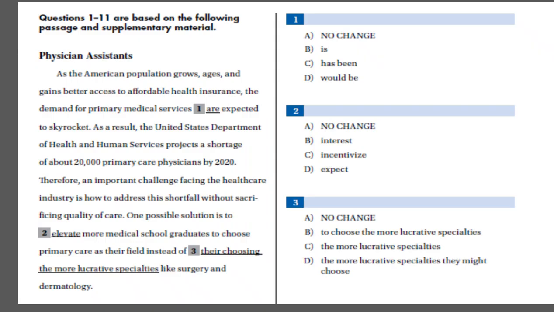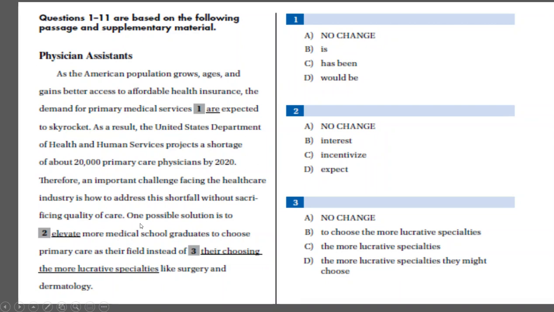Here is an example. Here you have a text and numbers 1, 2, and 3, and 3 questions here. So for example, number 1 says the word is underlined, and the question is either no change, that is you keep it as it is, or you change it to is, or has been, or would be. You see here that we have a choice of tenses or even agreement between subject and verb. So here it says the demand for primary medical service is, or are, or has been, or would be.